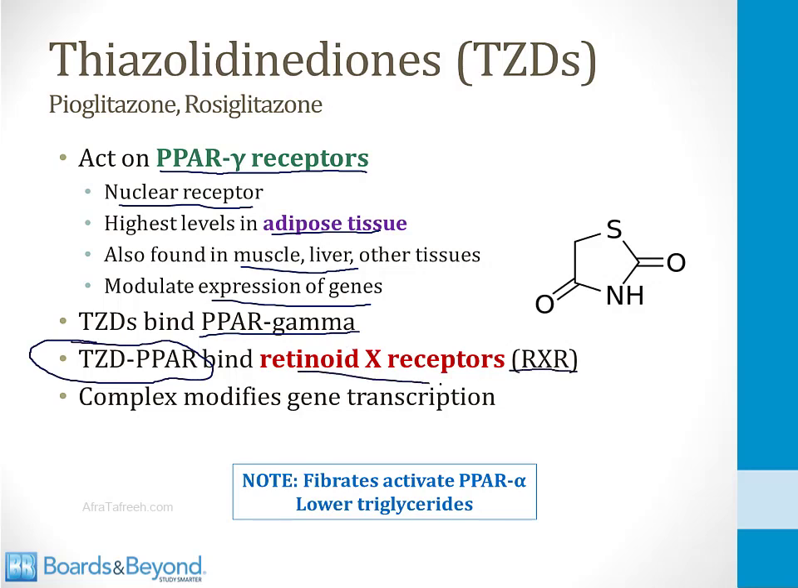RXR stands for retinoid X receptor. It gets its name because retinoic acid also binds to this receptor, and then the entire complex of the TZD, the PPAR gamma, and the RXR will modify gene expression in the nucleus. Just a side note here, fibrates, which are drugs used in hyperlipidemia, activate a related receptor called PPAR alpha, and this leads to lowering of triglyceride levels.